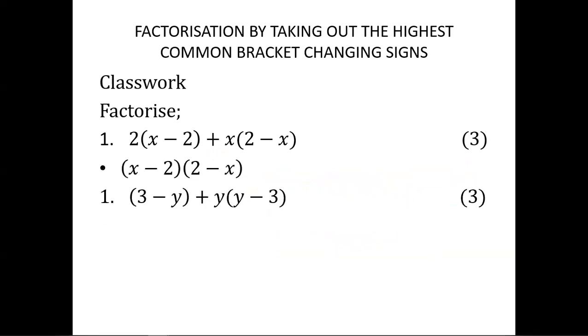Here you have a choice of changing the first bracket by writing it as y minus 3 and taking out negative as a common factor. But I will not do that. I will instead change the second factor by writing it as 3 minus y. And then you realize that this y that is outside here has changed signs. It's now negative. That is because we have swapped the terms inside that bracket.